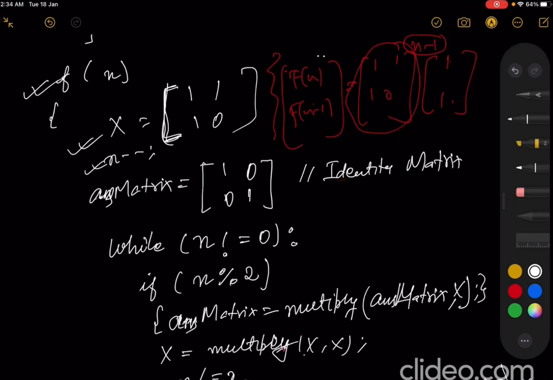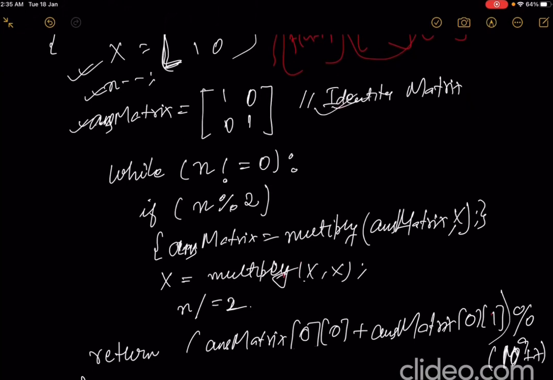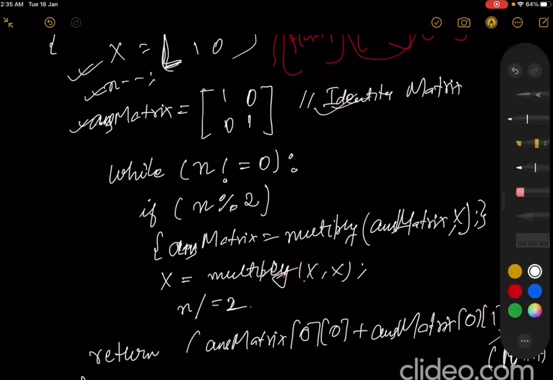Now we declared an answer matrix, which initially will be an identity matrix. Now we will be doing the traditional iterative binary exponentiation: while n is not equal to 0, we check if n is divisible by 2 or not. If it is not divisible by 2, then we update our answer matrix to the multiplication of the answer matrix and x. Then we set x equal to x multiplied by x, and after that we divide n by 2.